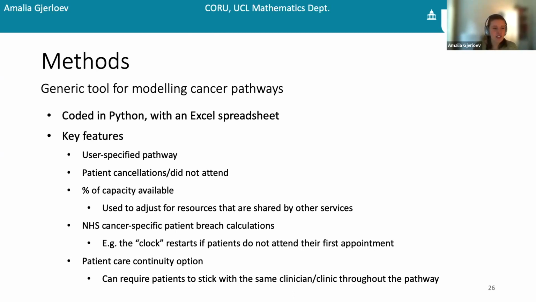There are a couple of key features. They're all very specific to the cancer pathway here in England. One is a user specified pathway, right? So the user can determine whatever network they want to actually model. If your pathway looks slightly different from the next hospital, then you can define that here.